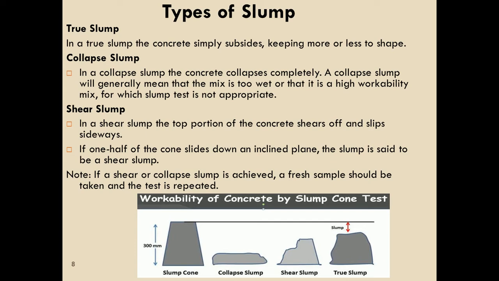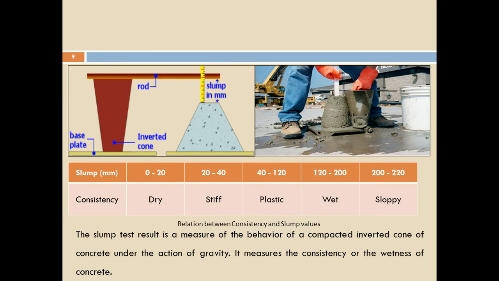So in a site or in a laboratory, if you get a shear slump or a collapse slump, then we have to take a fresh sample and repeat the same procedure. There should be only true slump, there should not be any collapse or shear slump. So this is how we are going to measure the slump, as you might already have seen in the picture also.